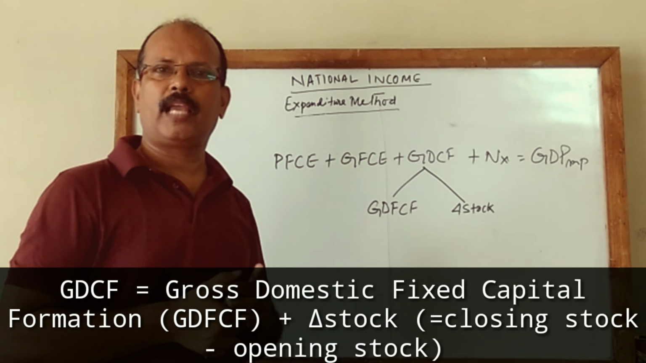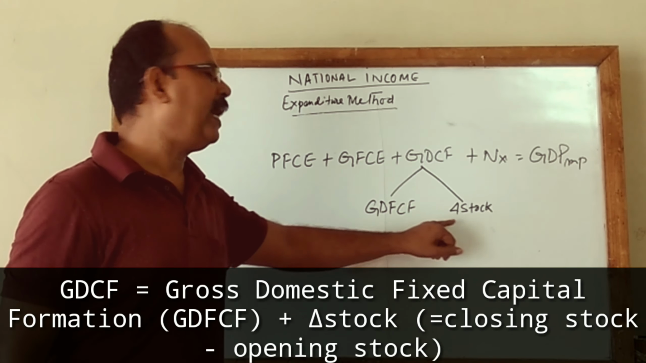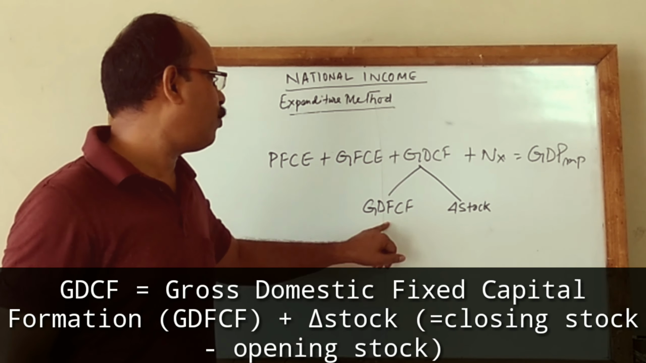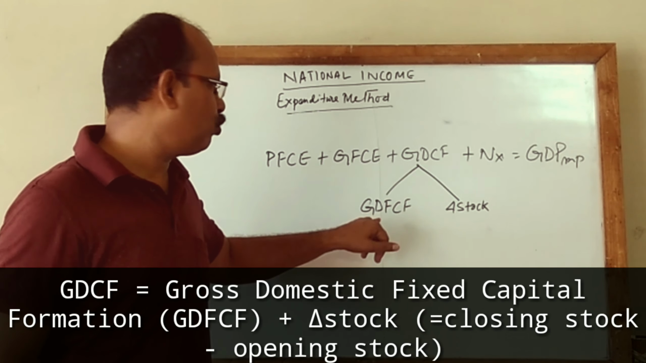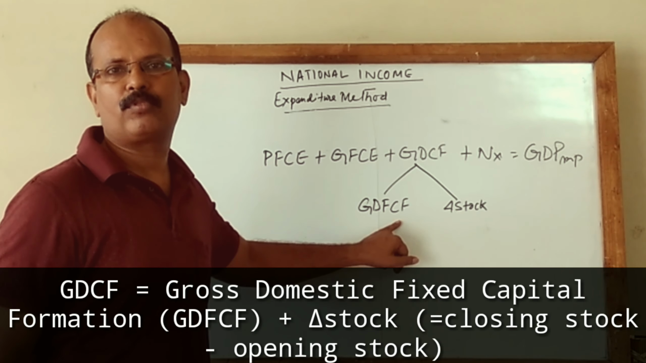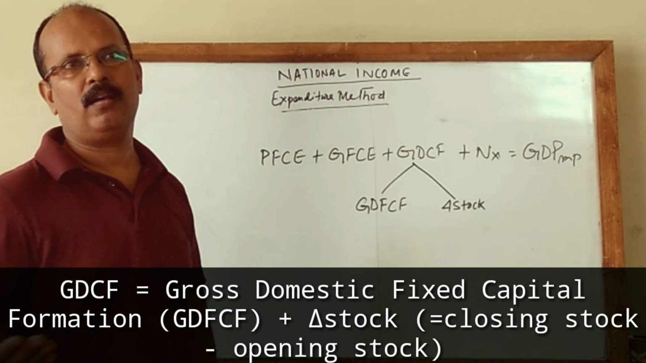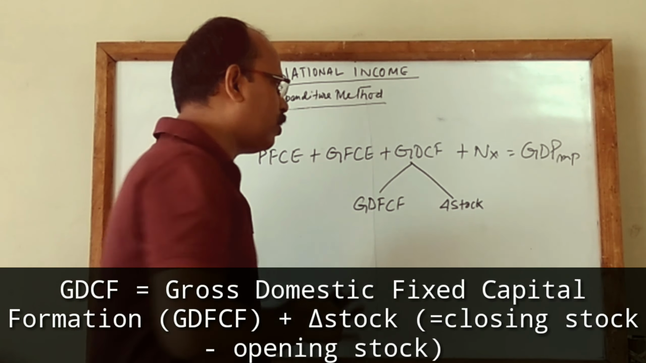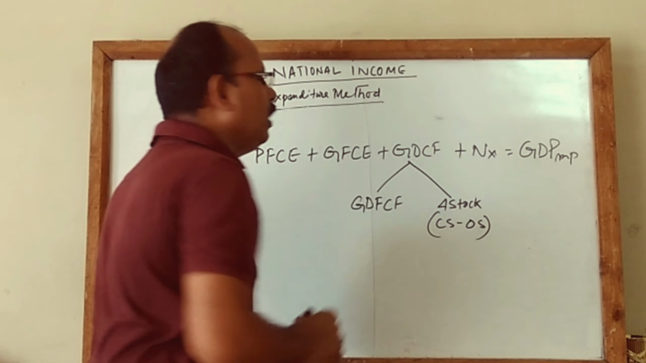Gross domestic capital formation may have 2 components, that is gross domestic fixed capital formation and change in stock, that is change in inventory. So GDCF may have 2 components: gross domestic fixed capital formation, that is expenditure incurred in terms of fixed assets, and change in stock, that is the closing stock minus opening stock. This one we will have to calculate.